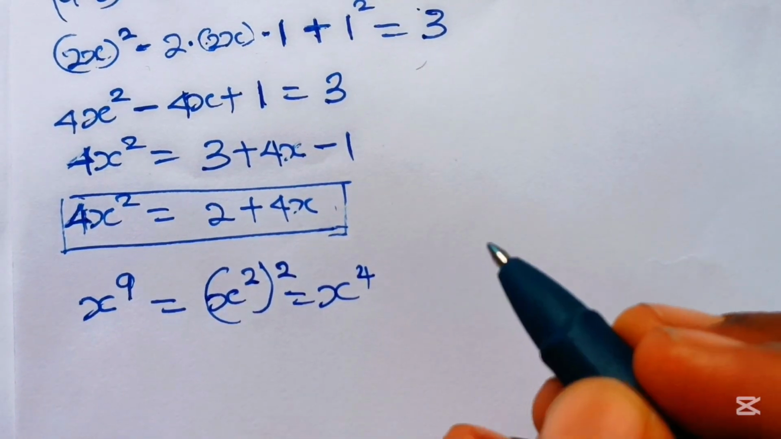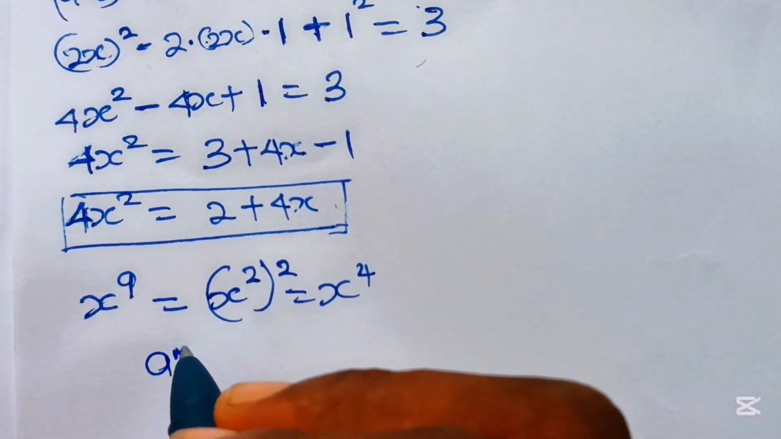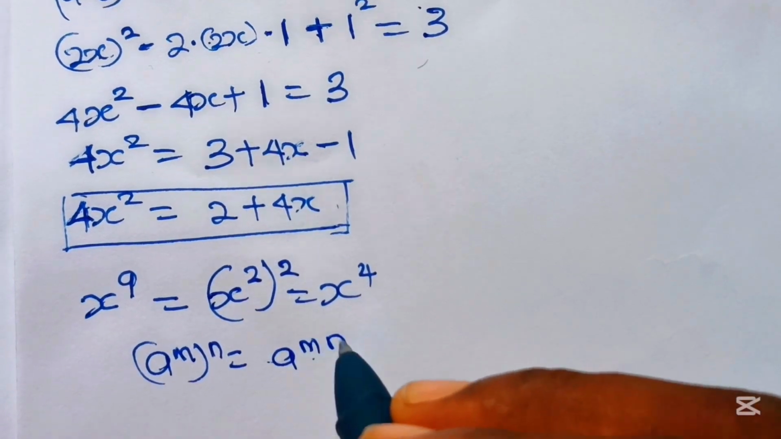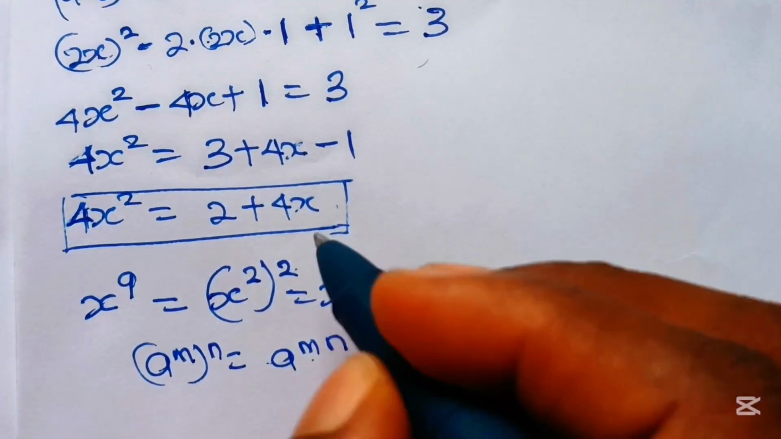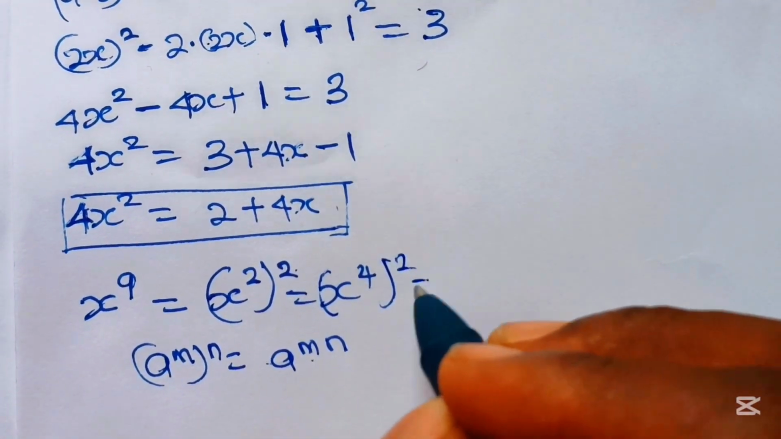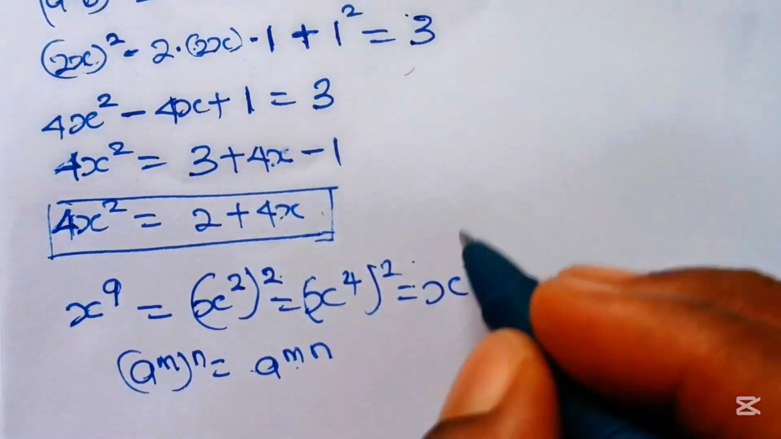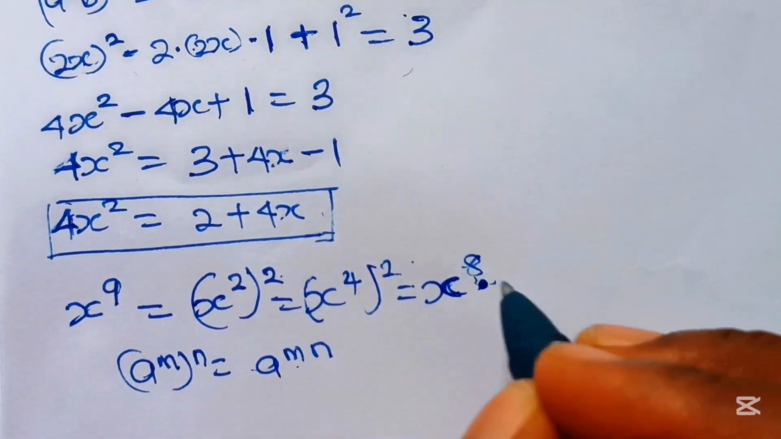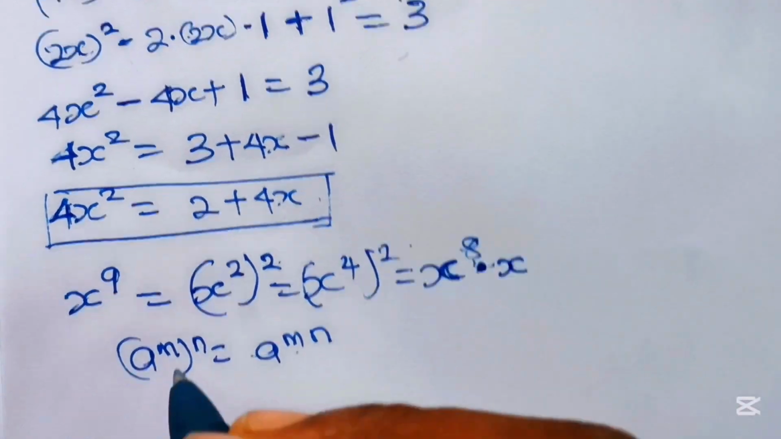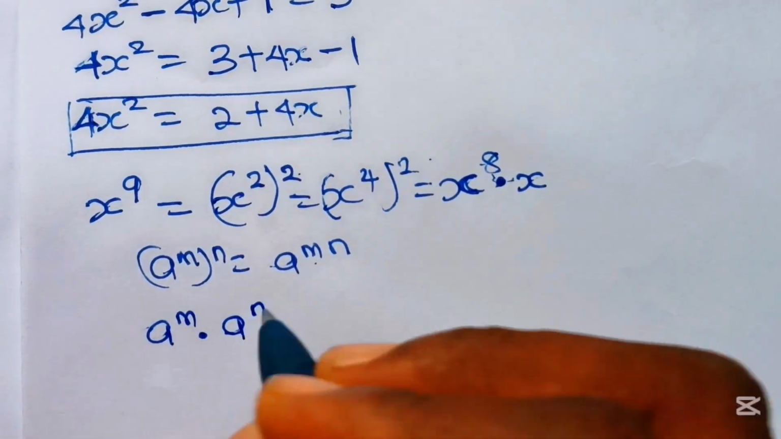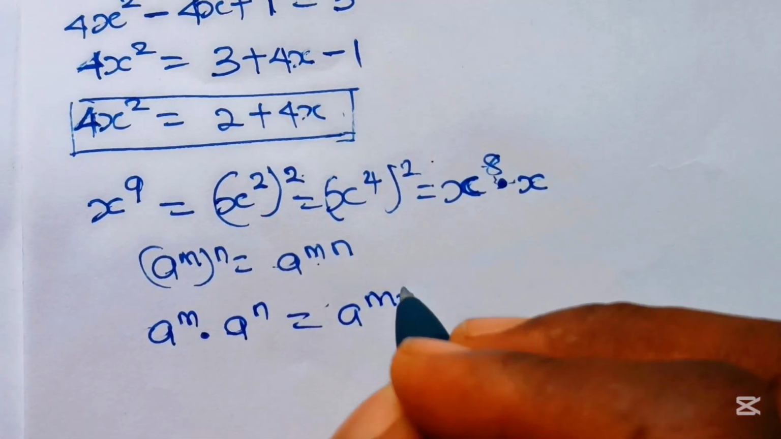power of 4, right? Because when you have a to the power of m raised to the power of n, it is equal to a to the power of m times n. So 2 times 2 will give me 4. Now, if I square this again, I will have x to the power of 4 times 2, which is 8. Okay? Then, if I multiply this by 1x now, because when you have a to the power of m multiplied by a to the power of n is equal to a to the power of m plus n.